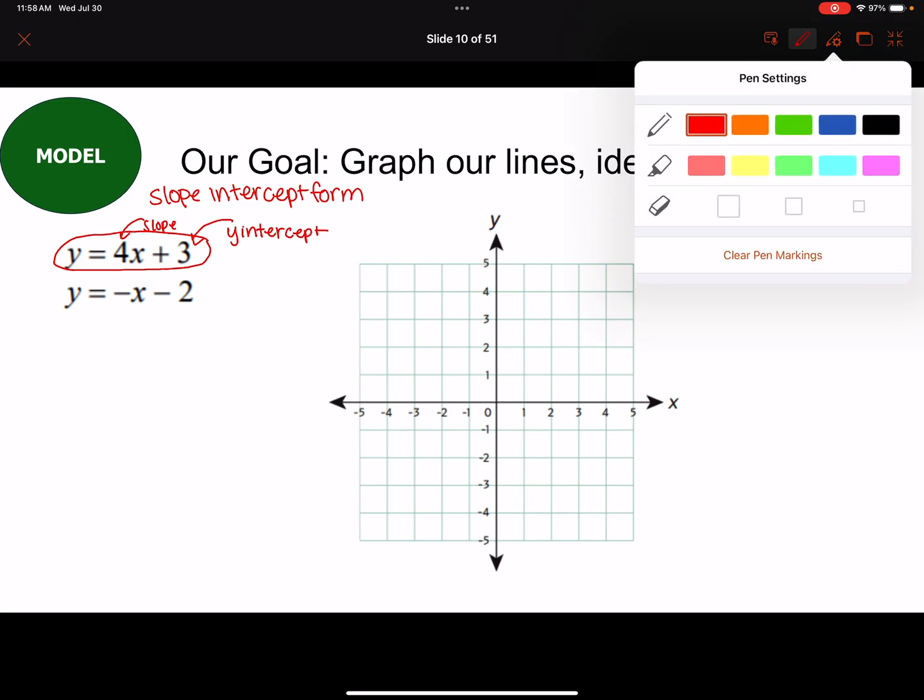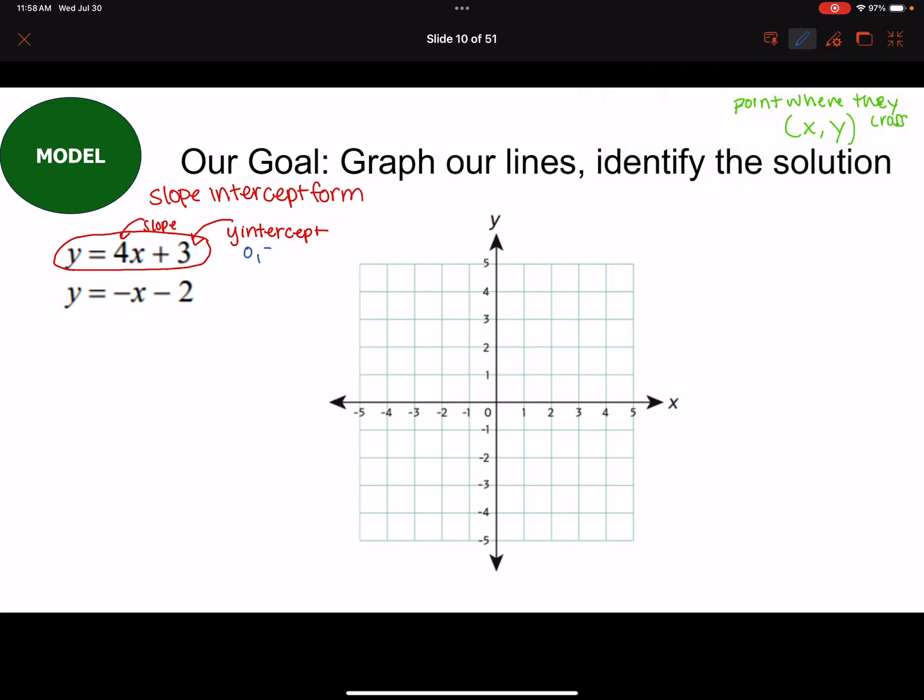So my y-intercept in this case is located at 0, 3. That's what this 3 tells me. So I'm going to put a point on my graph at 3. That's my first point for this first line. Next is my slope. Friendly reminder, all whole numbers are written as over 1. So we've got 4 over 1. This is our rise. This is our run. Again, this is a review. We're building off of those skills from last week. Now, this tells me up 4 and then right 1.